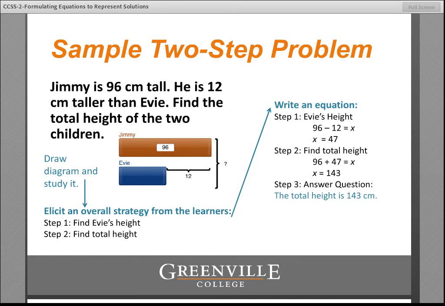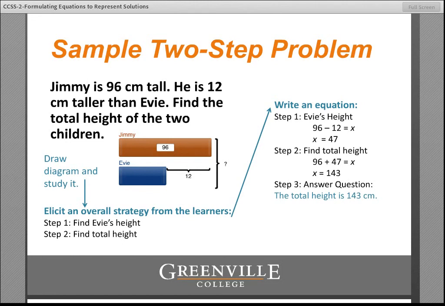As children draw out the tape diagram after they've made sense and figured out that Jimmy is the taller of the two, when they draw this out, it's going to become obvious to them that they can't solve the problem until Evie's height is found. So you can then elicit from children a plan. Oh, so first we have to find Evie's height, then find the total height. 2 steps. And in this way, you're supporting them in an important problem-solving behavior to plan a strategy.